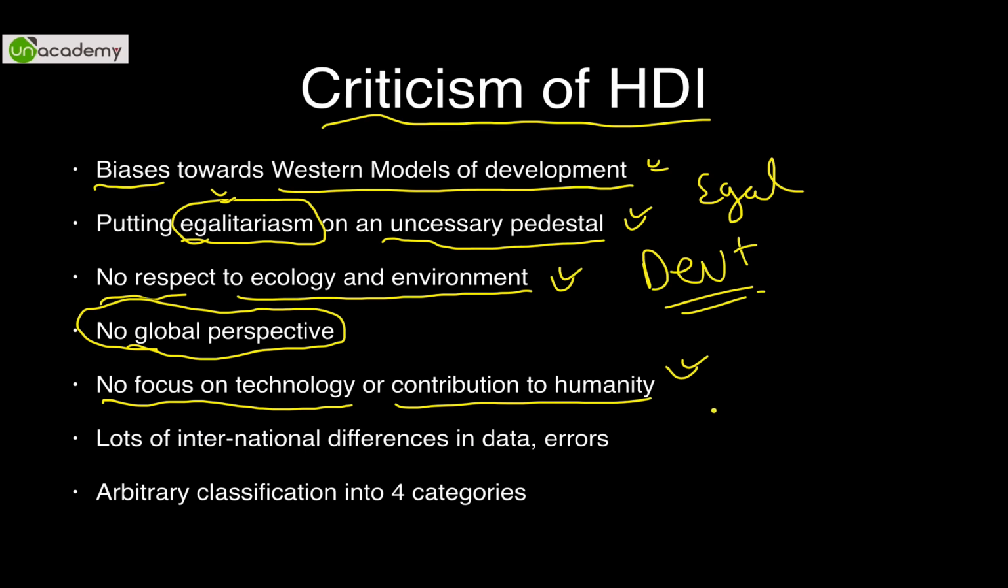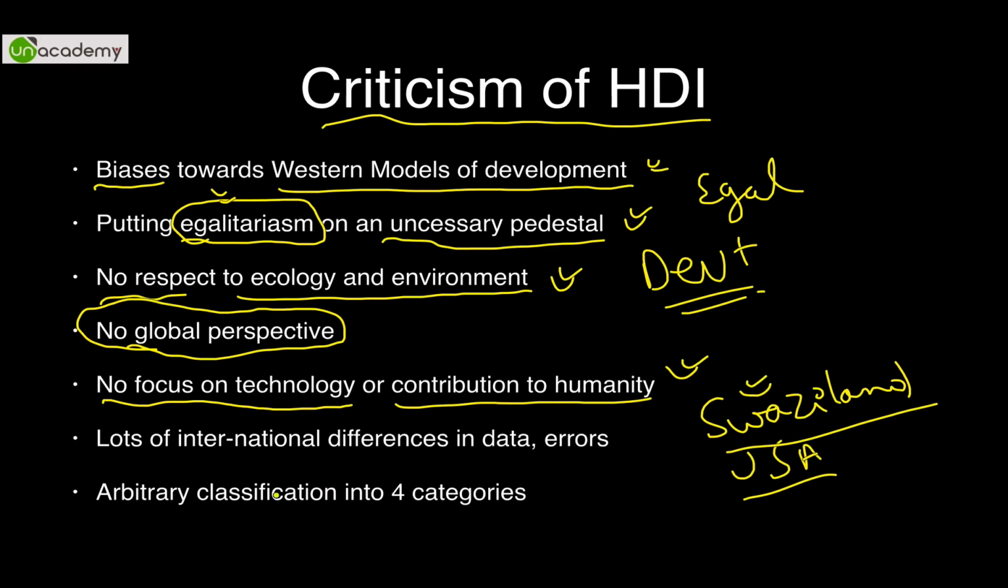And see, the quality of data in Swaziland will not be comparable to the quality of data in the USA, right? Is that understood? So obviously there will be a lot of errors in Swaziland. So there are lots of international differences in data, and there are lots of errors. And finally, the arbitrary classification into four categories.